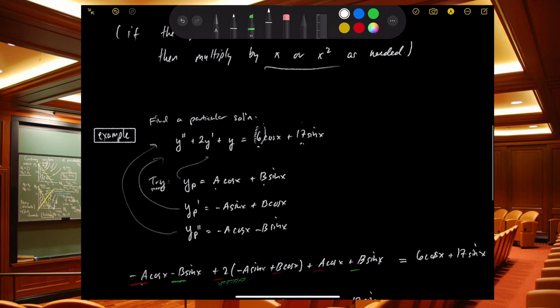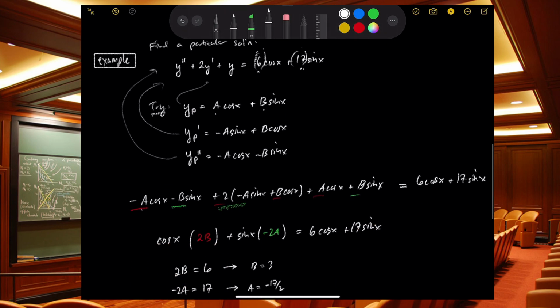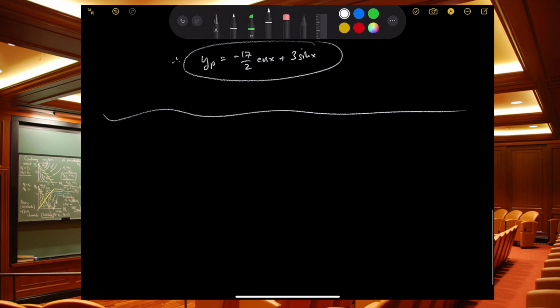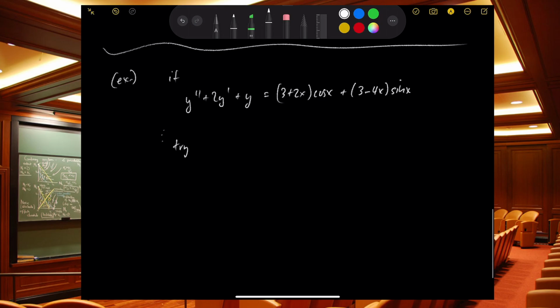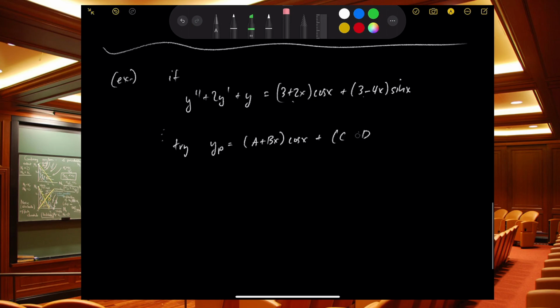When these are degree 0 polynomials, but when they're degree 1 or higher, then instead of trying something like this, you would try, I'll just write out an example, just the outline of it. If we had this instead, 3 plus 2x cos x plus 3 minus 4x sine x, we'd try to match the degree of the polynomials on the right. We try y particular to be some a plus bx cos x plus some cx plus d, or we could write this in the same convention, c plus dx sine x.